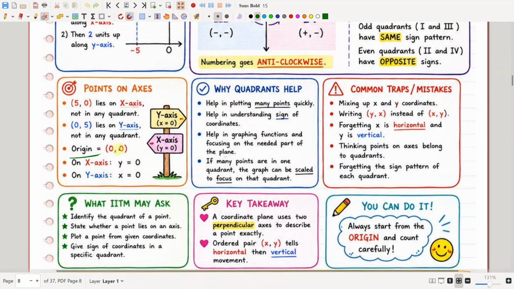And the origin will be 0 comma 0. For a point on the x-axis, y will be 0. For a point on the y-axis, x will be 0. So why are we learning so much about quadrants? Because it helps to plot many points quickly, helps us understand the sign of the coordinates, and helps us visualize how the function focuses on the needed part of the plane. And if many points are in one quadrant, the graph can be scaled to focus on that quadrant.